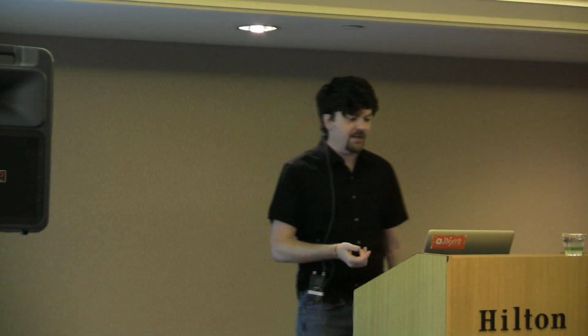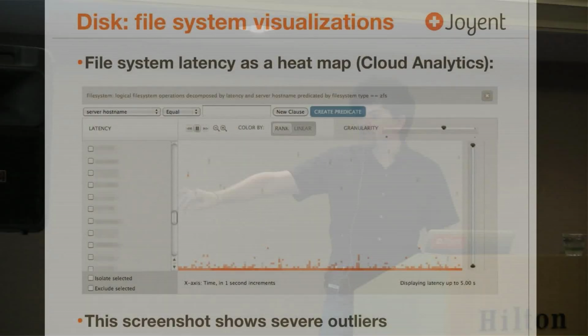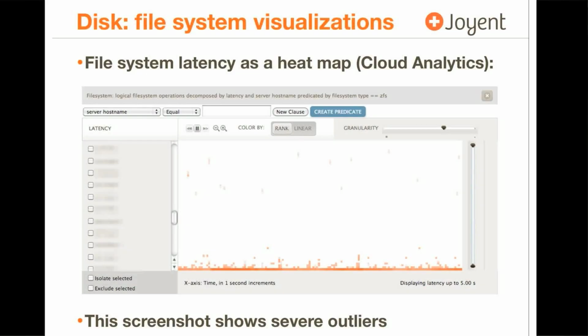File system latency is so useful. We did put it into Cloud Analytics at Joyent. So this screenshot actually shows severe outliers. So file system I/O that's taking up to 5 seconds. 5 seconds for a file system I/O.